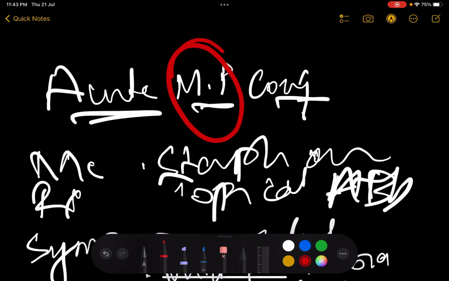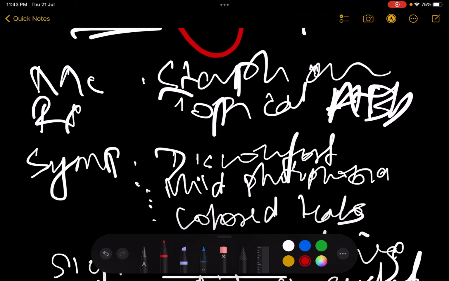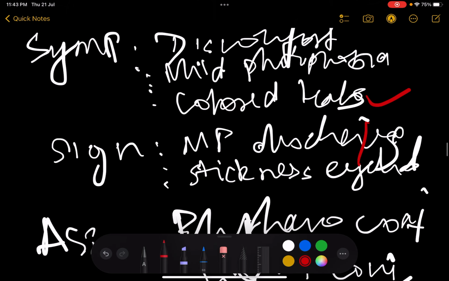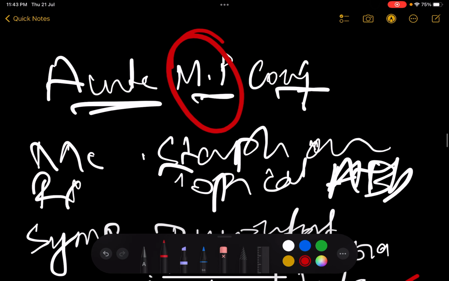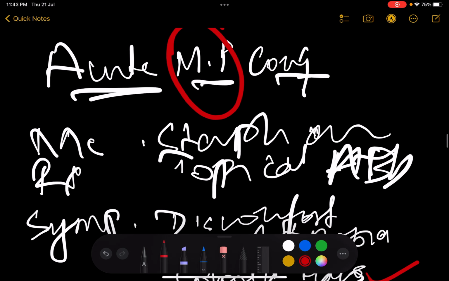What are the symptoms going to be? The symptoms are going to be discomfort, foreign body sensation, mild photophobia, mucopurulent discharge. The mucus causes blurring of vision. Obviously, the patient is going to complain of colored halos because of the mucus. Petechial hemorrhages are not usual; they are only seen in a mucopurulent discharge if a pneumococcus is involved.